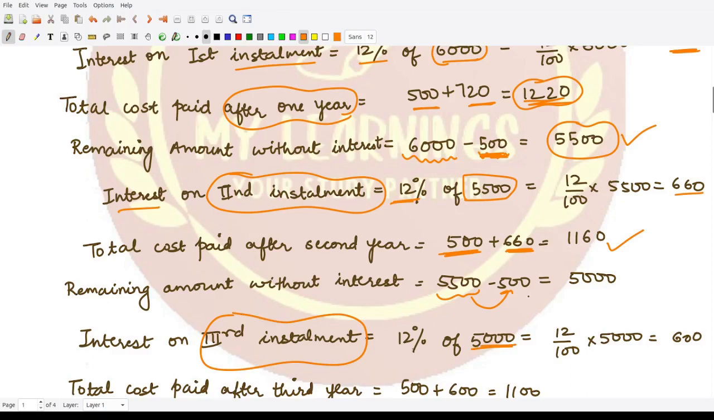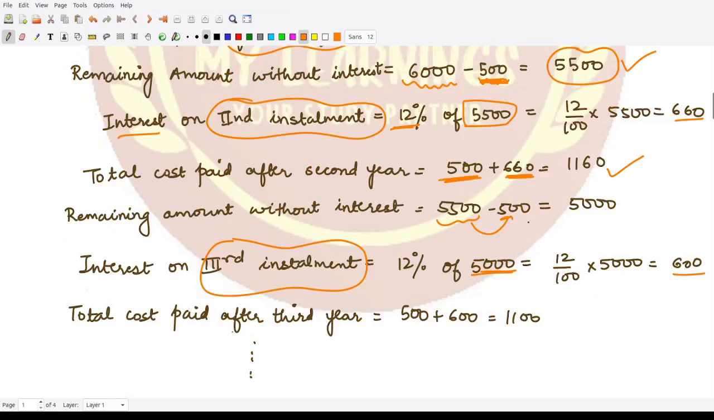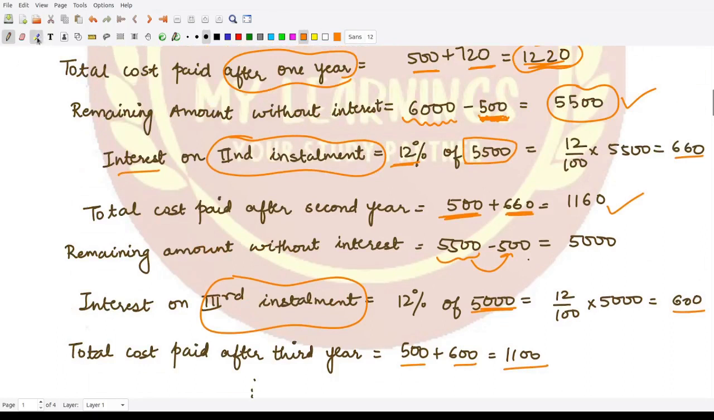So he'll be calculating 12% of 5,000, which is 600. Right? So therefore the total cost paid by him after the third year would be 500 plus 600, which is 1,100. Therefore, the total amount paid by him, let's see what is the total amount.